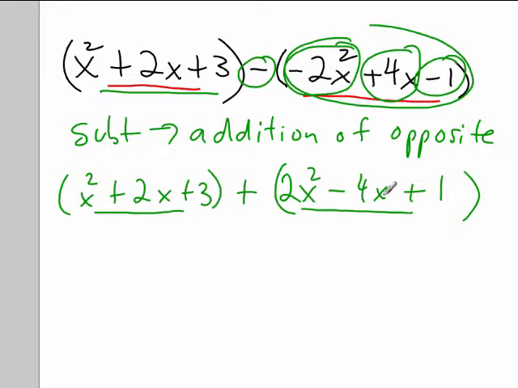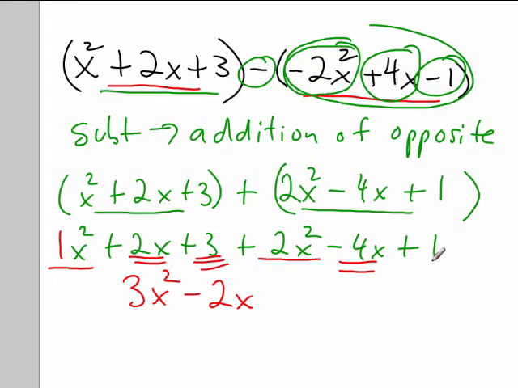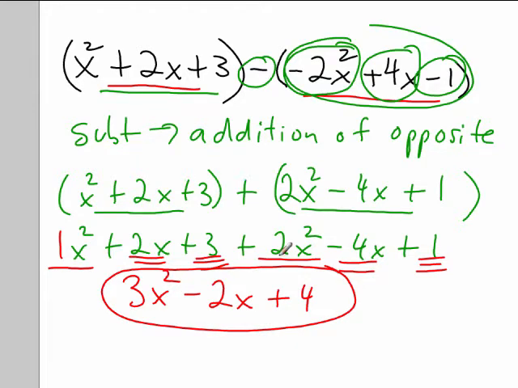And then when we add, we've already talked about this, we just release each of the polynomials from its groupings, and we then collect like terms. It's degree 2. So collecting like terms, 1x squared plus 2x squared is 3x squared. 2x minus 4x is minus 2x. And my constants, 3 plus 1, is +4. And there's my difference in subtracting 2 polynomials.